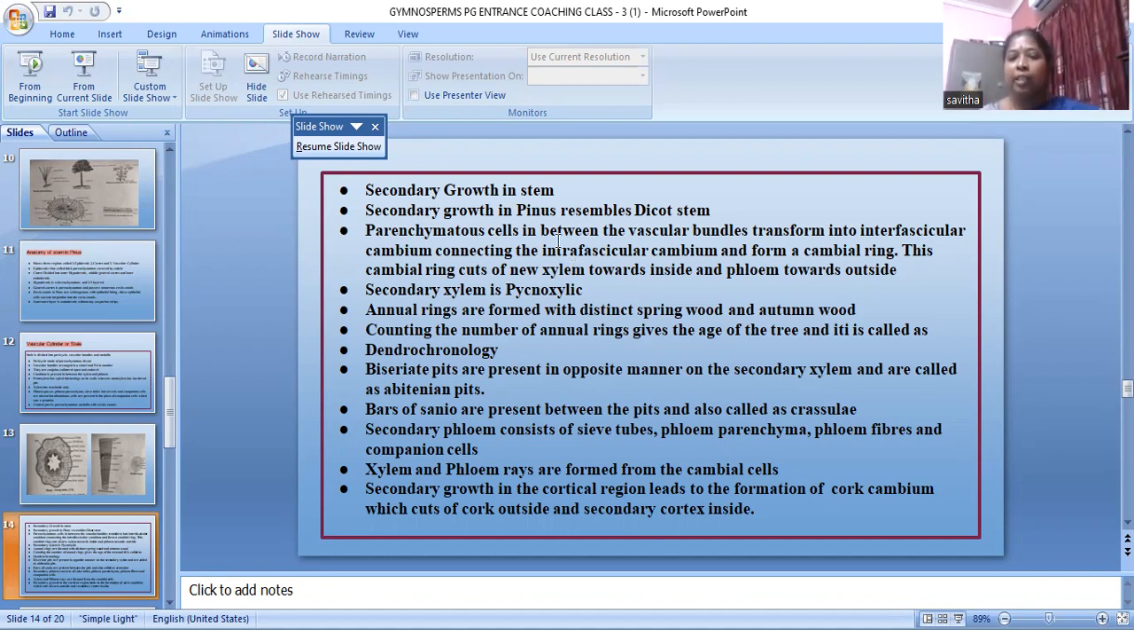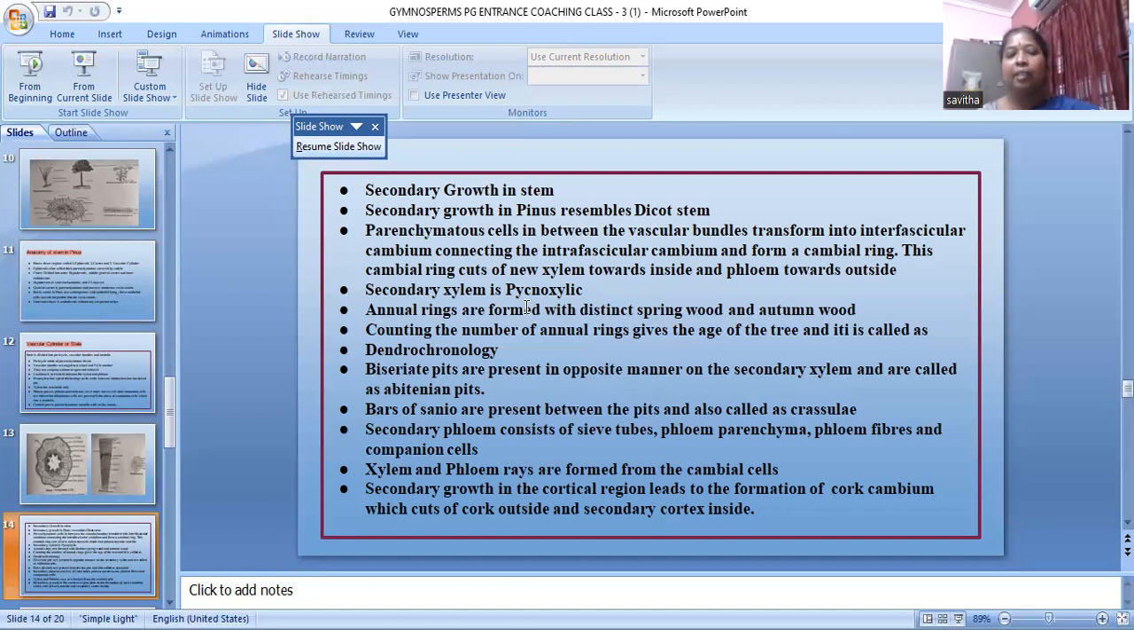During secondary growth, a cambium is formed in between the two vascular bundles from the meristematic tissue present between them, which is called the interfascicular cambium. It connects the intrafascicular cambium, forming a continuous cambial ring. This cambial ring cuts off new xylem towards the inside and phloem towards the outside.